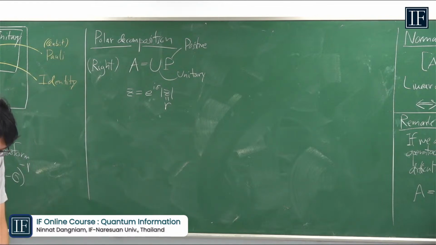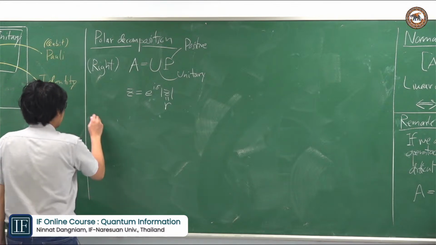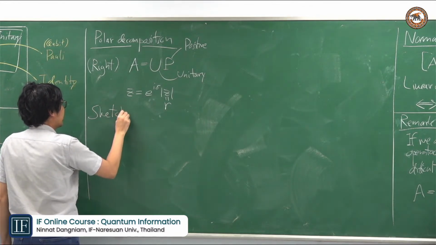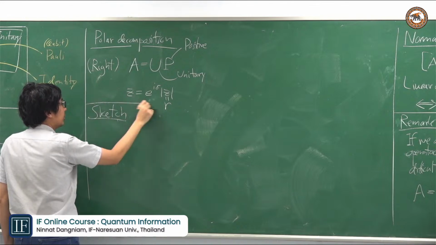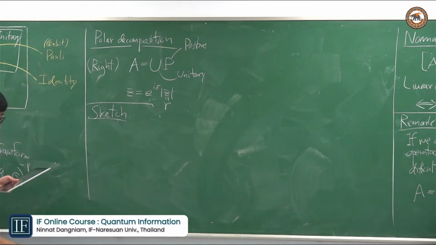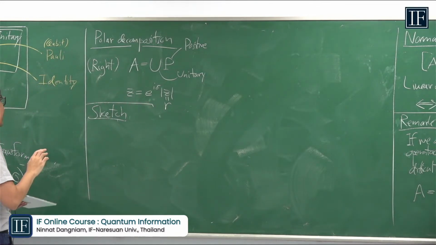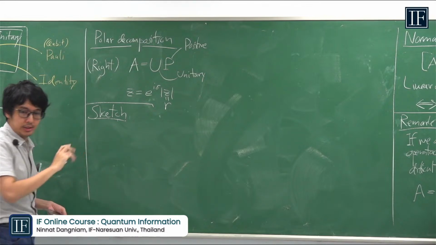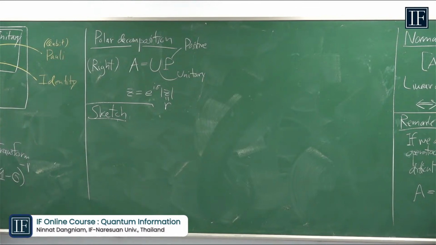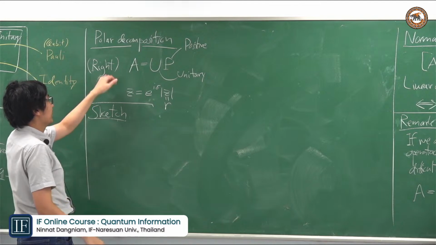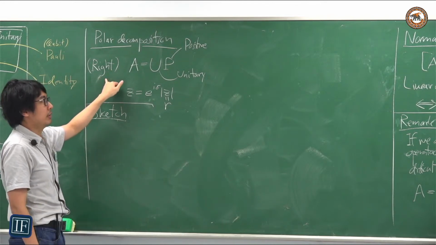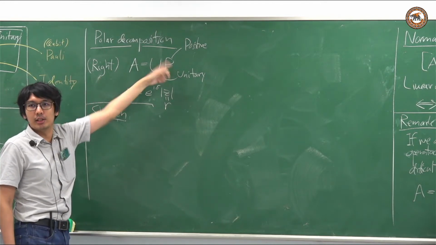Well, why is this true? So, the sketch of the proof. Maybe first let's just look at the formula and think about what it means. By the way, there's another version called the left, where you just put the positive operator on the left.